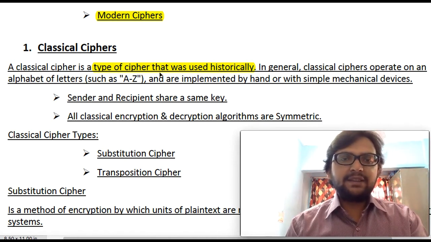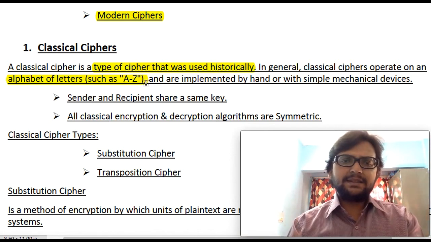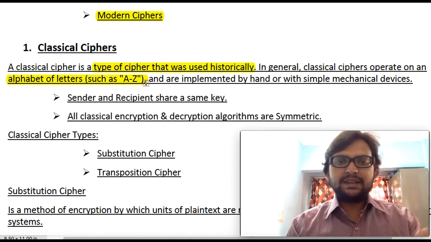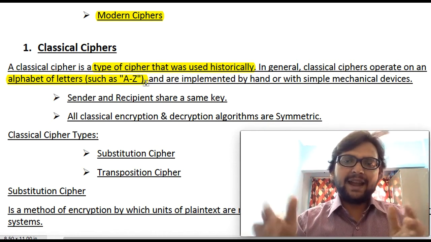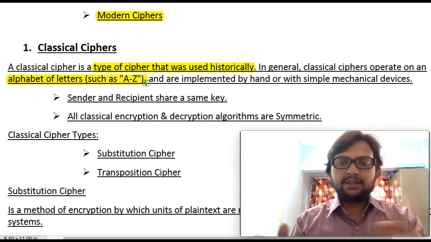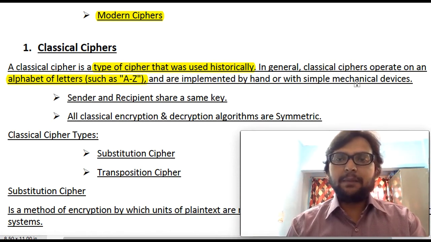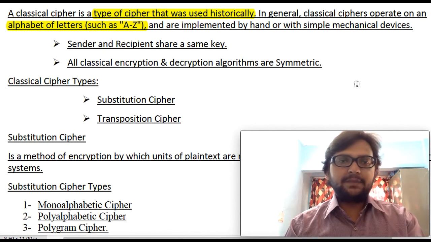So a classical cipher is a type of cipher which was used historically. In general, classical cipher operates on alphabets. Remember, it basically encrypts messages using these alphabets only. So we have a total of 26 alphabets, A to Z. Using those alphabets only, we are going to encrypt our message, not special characters like @ or dollar or other characters or numbers. So we are using alphabets here, and these are implemented by hand or with simple mechanical devices. We do have many different devices. I'll show you their diagrams as well.